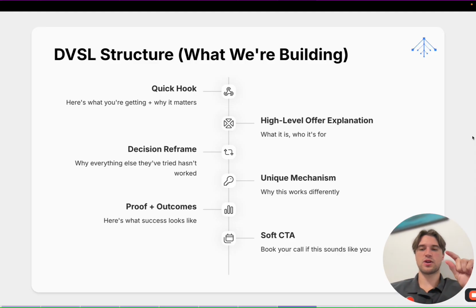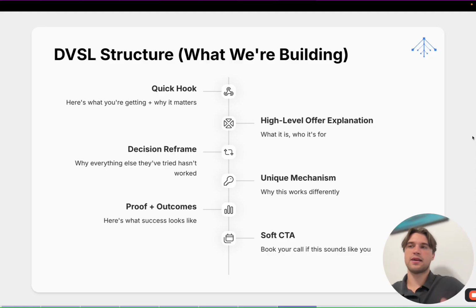So the decision reframe is where you're explaining why everything else they've tried hasn't worked, and why your unique solution or unique mechanism is actually different. And then you support that with proof and outcomes. So what you're doing is you're creating contrast between what they've already tried and what you do to get them the outcome. So think about it this way.